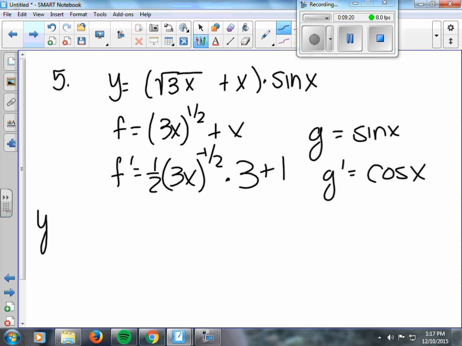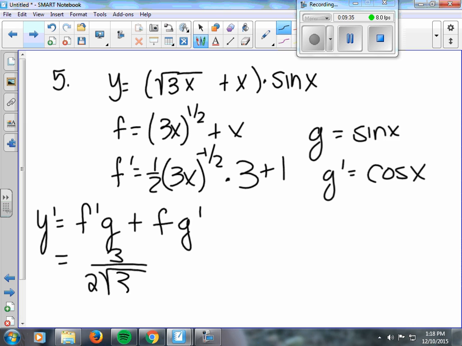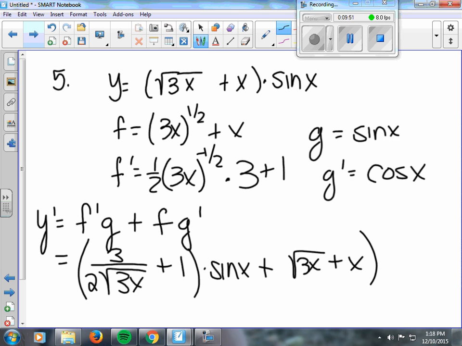And now for the derivative of y, I use the product rule. f prime g plus f g prime. This is going to be 3 over 2 radical 3x plus 1. That is the f prime times sine of x plus f g prime. So radical 3x plus x cosine x. That's your derivative there. I'm going to leave it there.